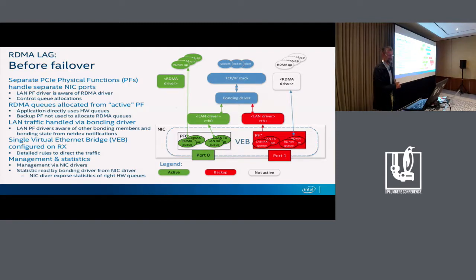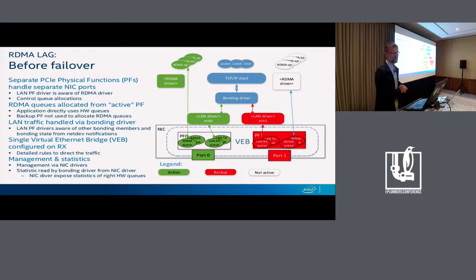Basically, this is the situation when we have the link aggregation configured, before the failover. Green is active, red is backup currently. So first of all, for the RDMA, we allocate the RDMA queues only from the active physical function. The resources from the backup queues are not used. I will go back to that later, whether we can reuse them or not. And so the LAN connection is done previously. So we have two NIC drivers working for both physical functions. One is working like an active, one is working like a backup.